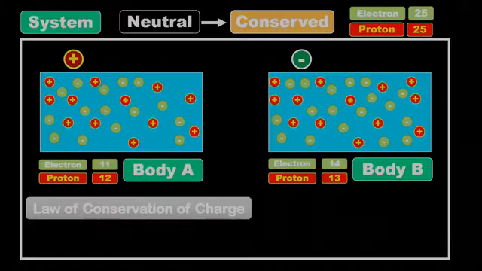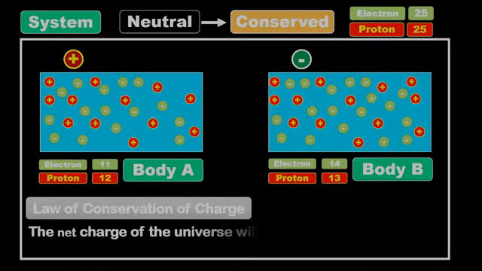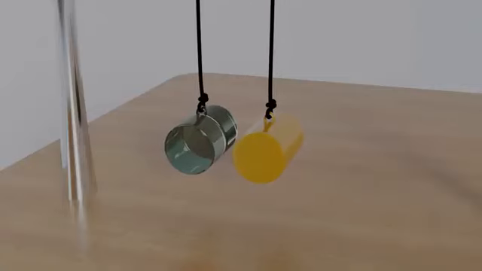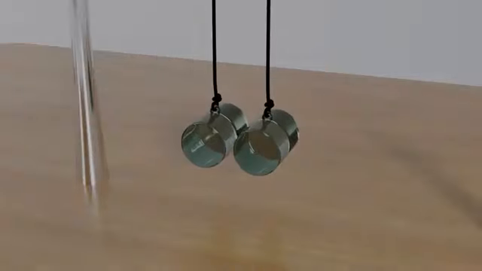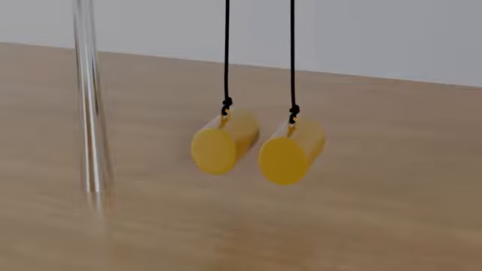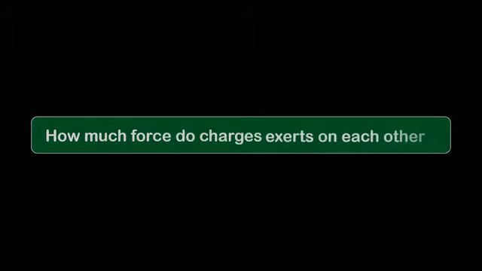In our previous videos, we have explored the fundamental concept of electric charges, their properties, and the nature of the forces exerted by them. Today, we are going to dive deeper and uncover the answer to a crucial question: how much force do charges exert on each other?